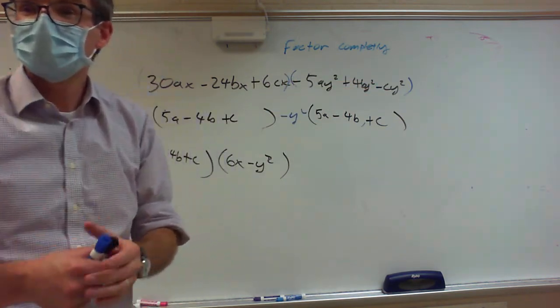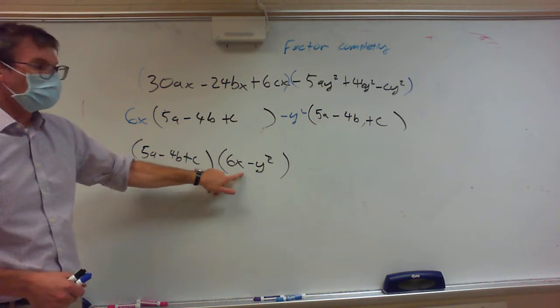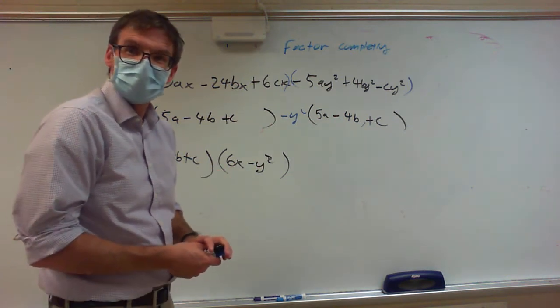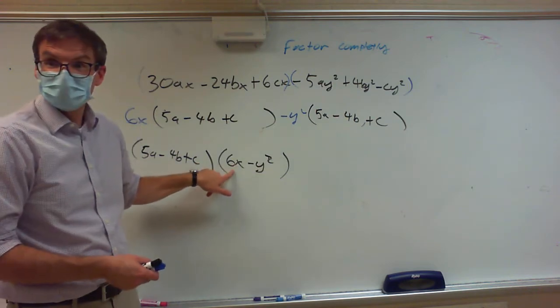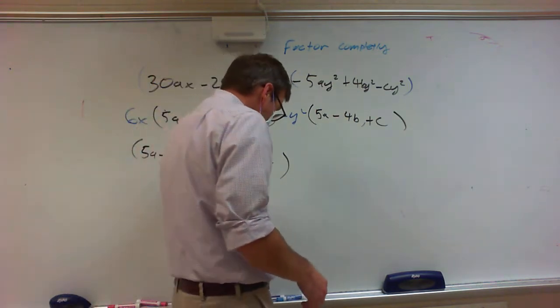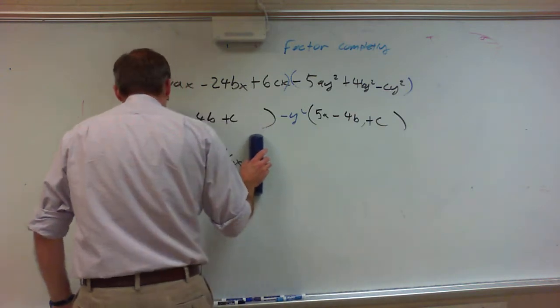Do we need to factor out the 6x minus y squared? No, that can't be factored. It's not a difference of squares. That's a square, but that's not. They have to both be square. Don't be so silly. All right.